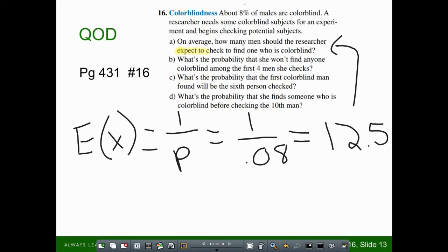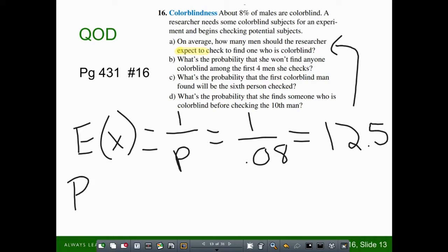All right. So B says, what's the probability that she won't find any colorblind among the first 4 men she checks? All right, so let's break this question down. First off, it's asking for a probability, which is your hint that this is not an expected value question. Instead, we are probably looking at a probability question, which is pretty strongly hinted by the fact that it's probability in both B, C, and D.